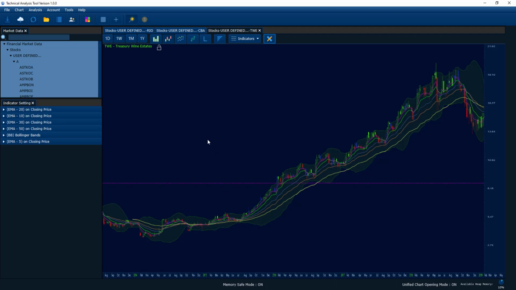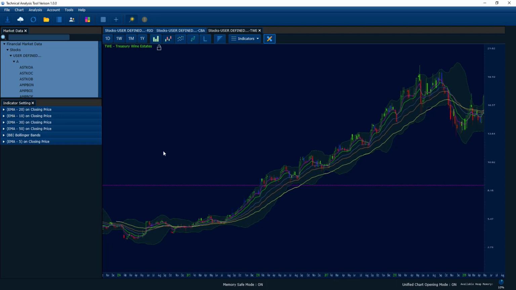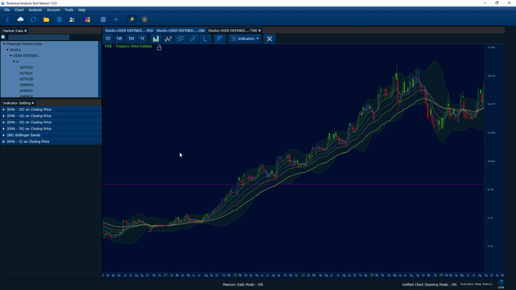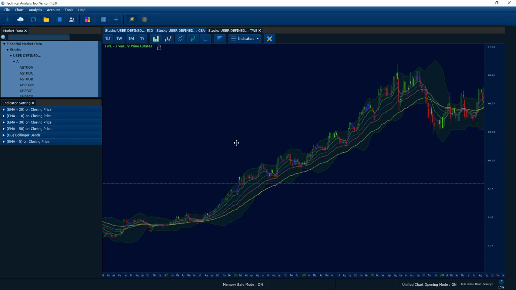Before I start, I want to share with you one of the very useful unified chart opening modes that we have been using. As you can see, in this setup, I have the exponential moving averages, EMA. I have the 5, 10, 20, 30 and 50 EMAs. For each one of them I set up a different color, and I saved them. And also, as you can see, I have Bollinger Bands open with this setup as well.